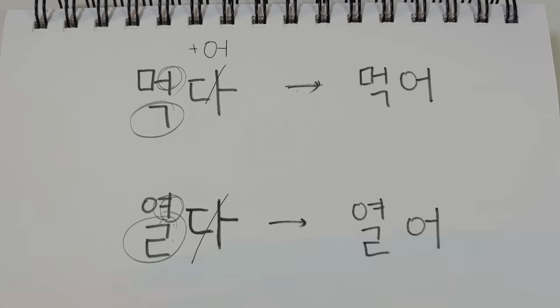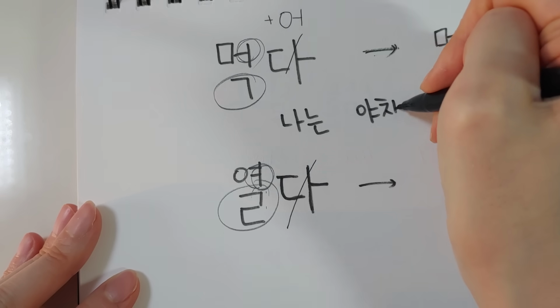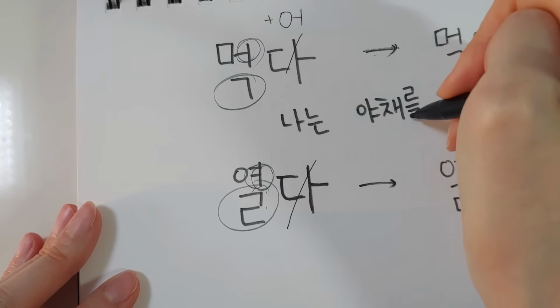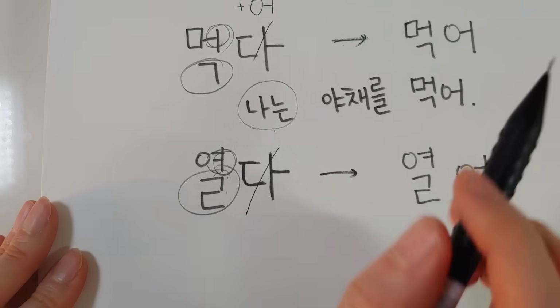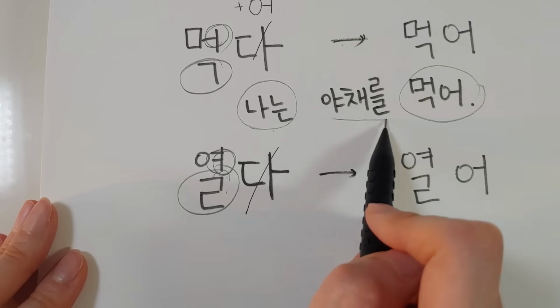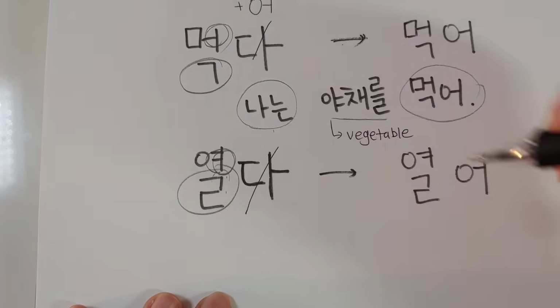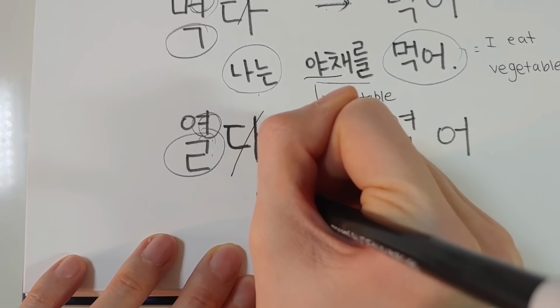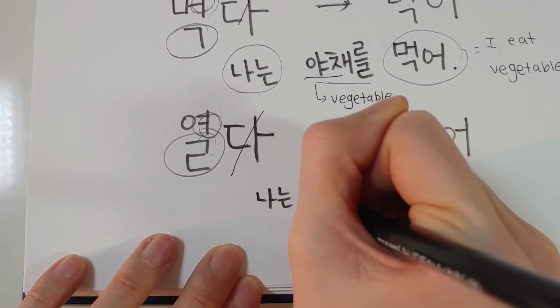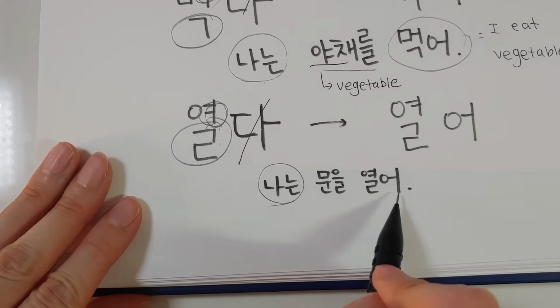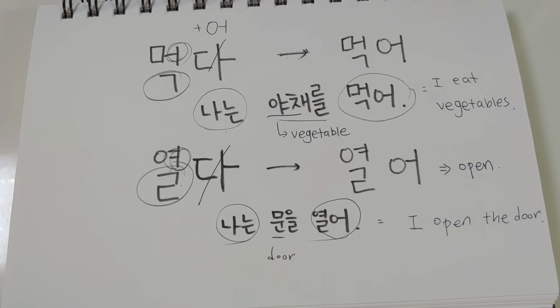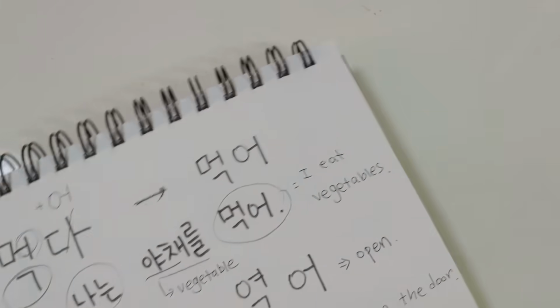So let's put these verbs into practice as well. 나는 야채를 먹어. I, the subject, 먹어, eat, and 야채 means the vegetable. So it means I eat vegetables, and 나는 문을 열어. I, door, open. So it means I open the door.